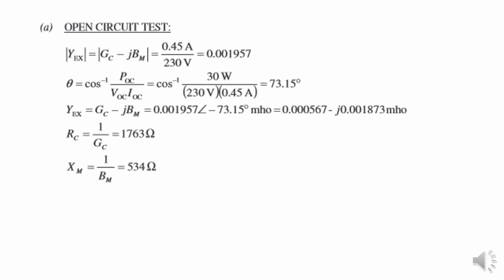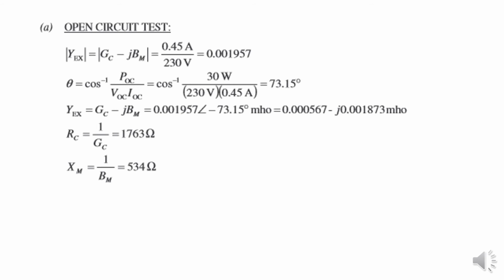So here, when we are looking at the open circuit test, I told you that we can find RC and XM value, right? So YEX, that is the admittance. Admittance means 1 over Z, right? If you remember the excitation branch, it will have RC and XM in parallel. So therefore GC is equal to 1 over RC, and BM is equal to 1 over XM.